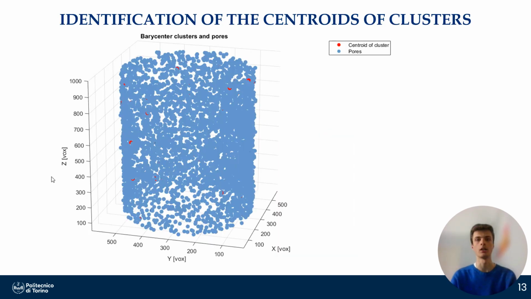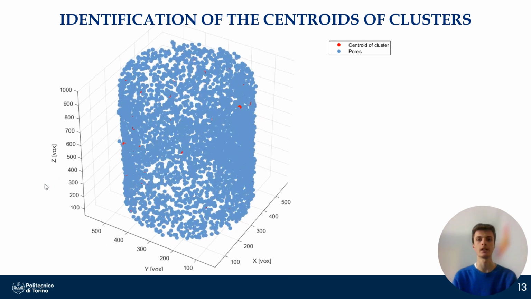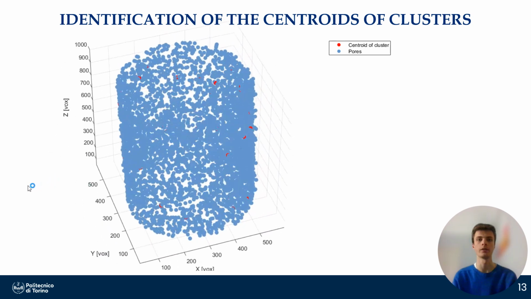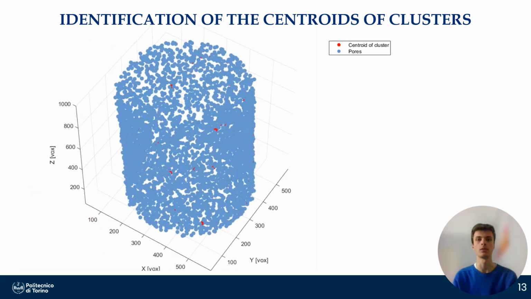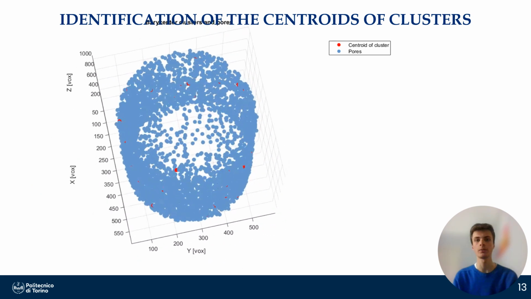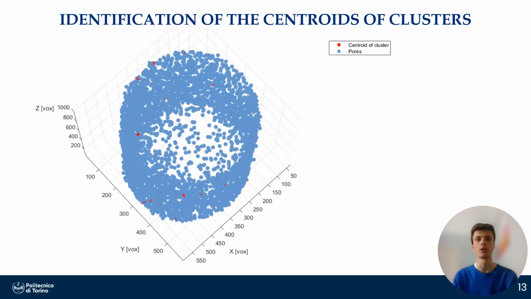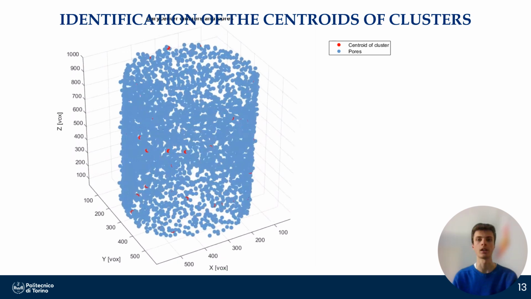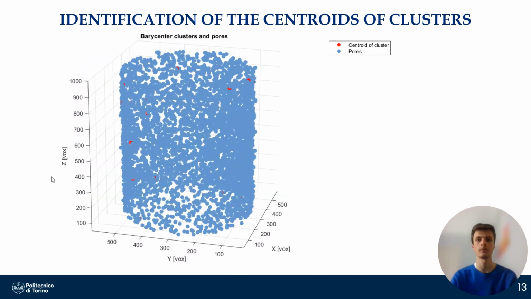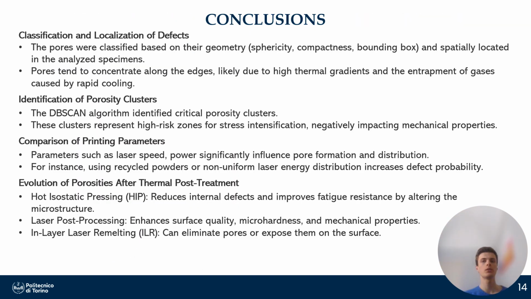Finally, the centroids of the clusters were identified by calculating the average value of the coordinates of the points belonging to the same cluster. It is possible to see in this animation the pores in blue and the centroids of the clusters in red. In conclusion, it has been possible to classify the pores based on their geometry and define their spatial distribution in the analyzed specimen.